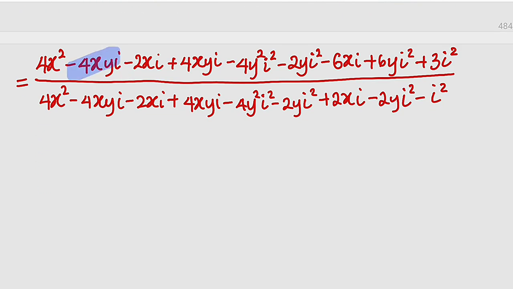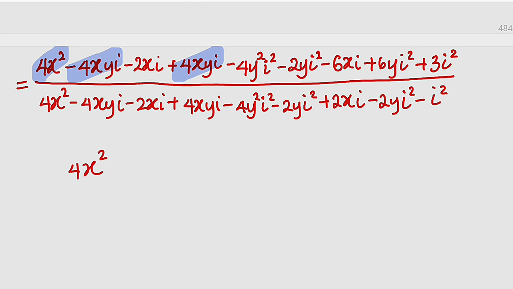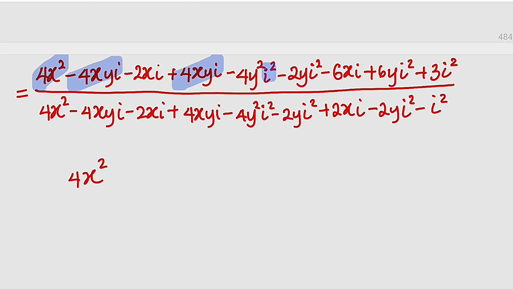We have negative 4xyi and positive 4xyi. They will cancel because they are just opposite. Let me write the first term. This is the first term. That will give us 4x squared. Then remember that i squared is negative 1. So from this, you see we have i squared. That will give us negative 1. And negative 1 times negative 4y squared will give us positive 4y squared.